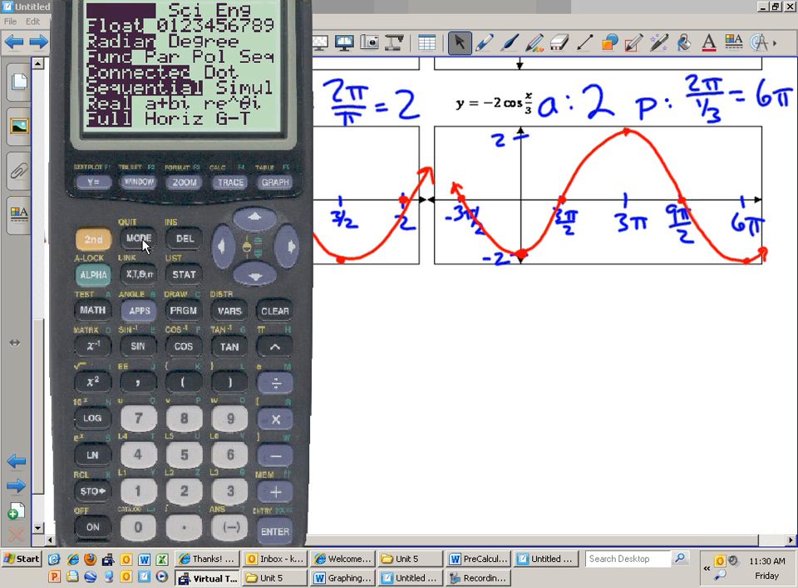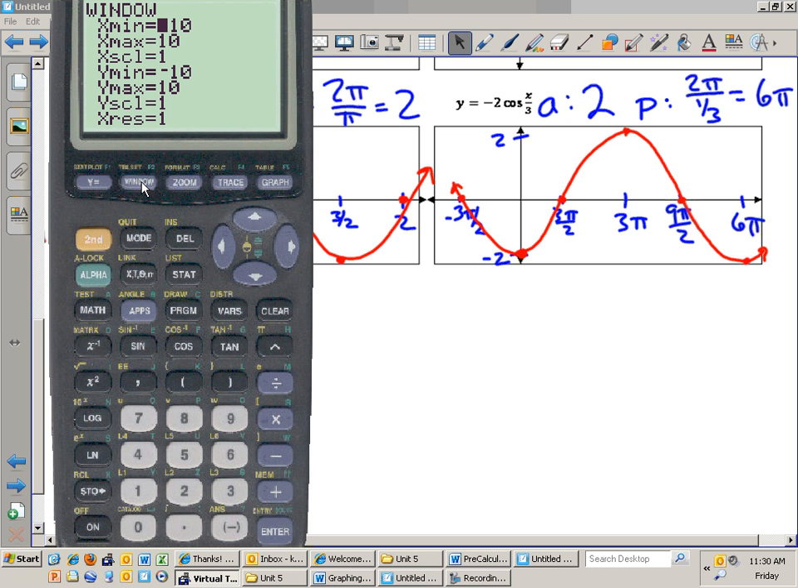So I'm working in radians. Can you imagine if we were working in degrees? I mean, 6 pi, that's like, what, 1,080 degrees? That's a lot. We don't want to do that. So we're working in radians. Now what we need to do is change our window. Tell me, what is the smallest x value we have here? -3 pi over 2. So you go -3 second pi divided by 2. Let's type it in. It'll convert it to a decimal. What's the maximum value we have? So 6 pi.